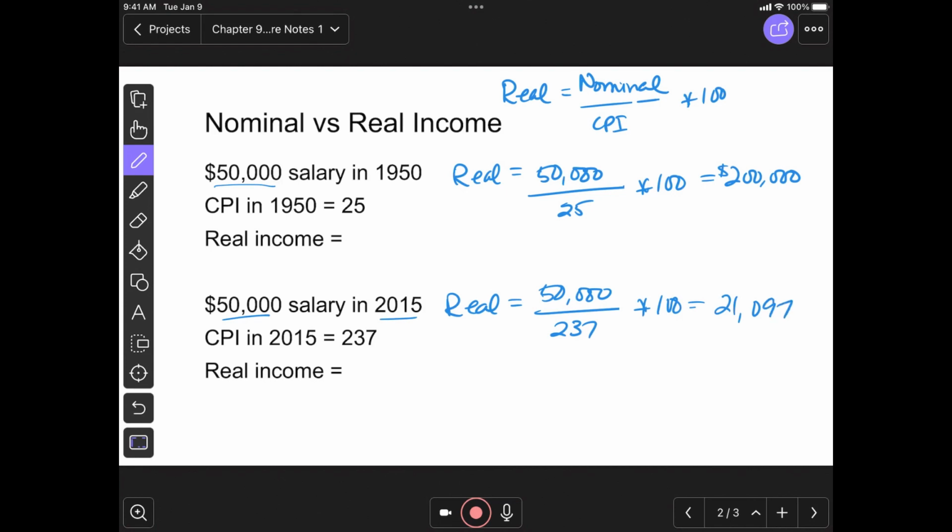Okay, so now that we've converted both of these into real income, we can compare them and we can ask ourselves, okay, who had more purchasing power? The person making $50,000 in 1950 or the person making $50,000 in 2015? Definitely the person making $50,000 in 1950.